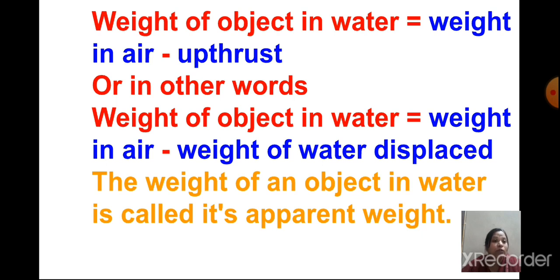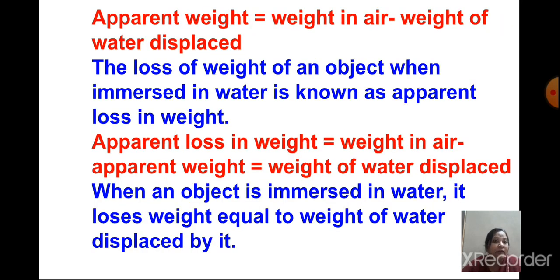And what is it called? The weight of an object in water is called its apparent weight. Apparent weight is equal to weight in air minus weight of water displaced. The loss of weight of an object when immersed in water is known as apparent loss in weight, because when it is in water it weighs less.